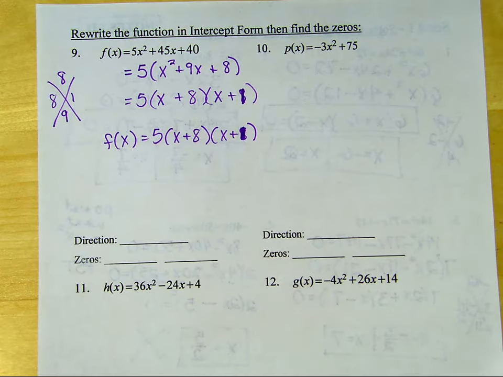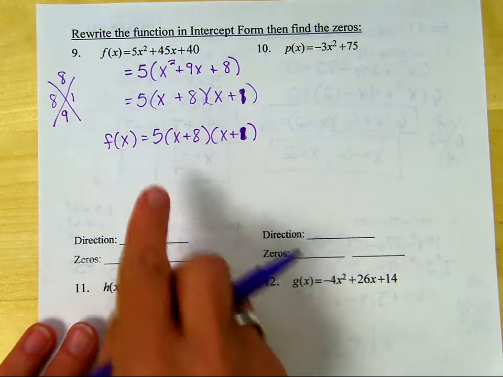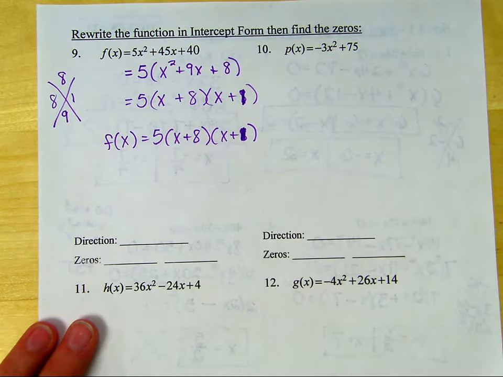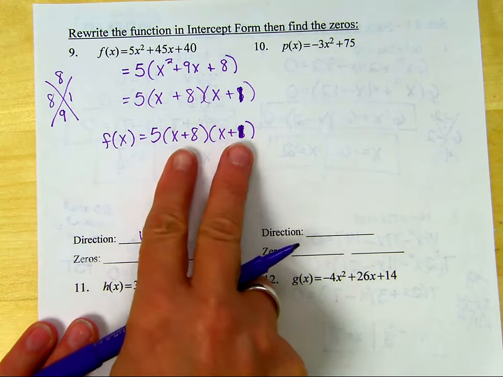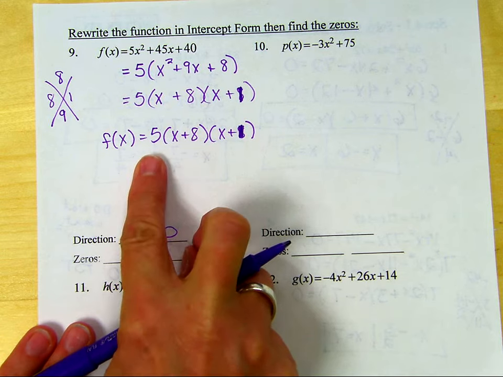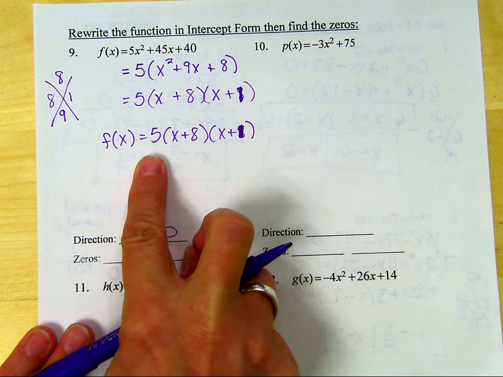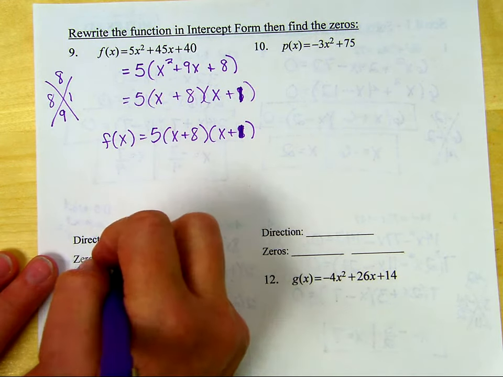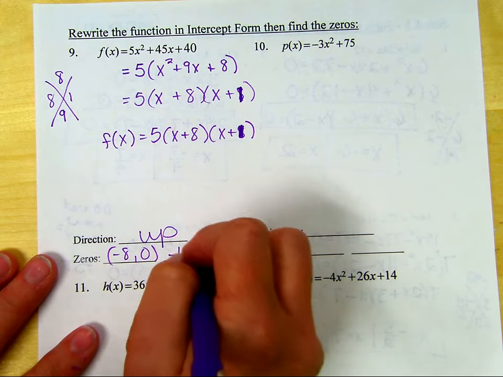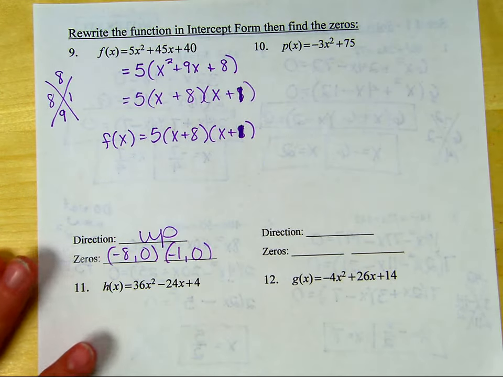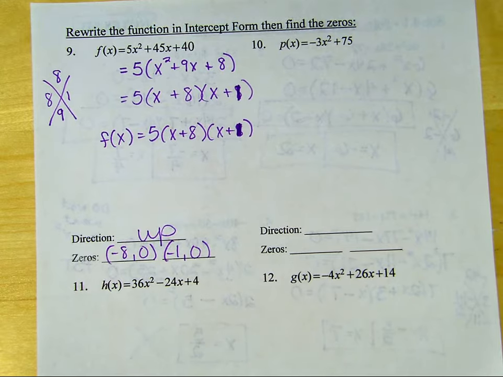Okay? Direction, looking at this, what is my A value? +5, so the direction is up. My solutions come out of the parentheses. This 5 does not give me a solution because it doesn't have an x with it. So we've got -8, 0, and -1, 0. In intercept form, I'm pulling out the intercepts, which means my answer is a point.